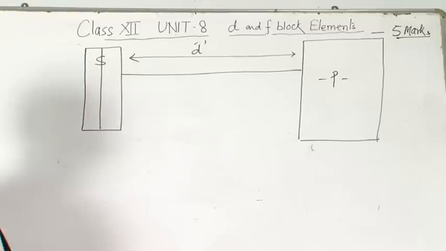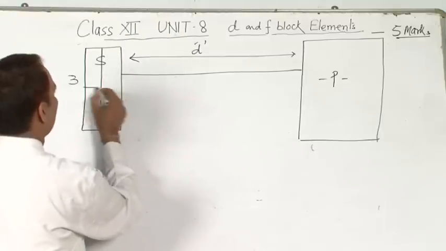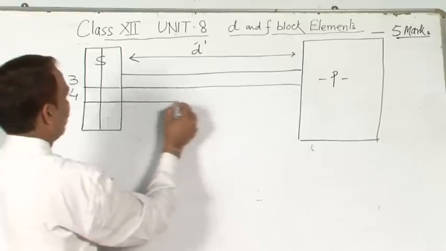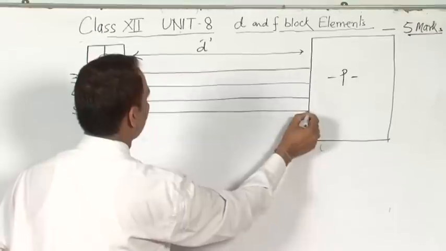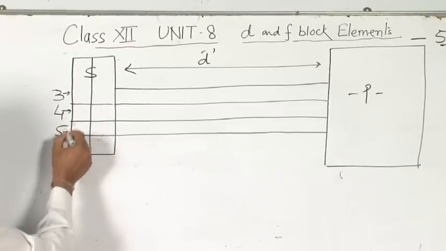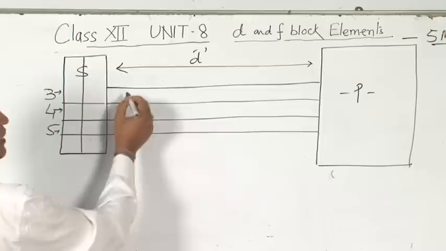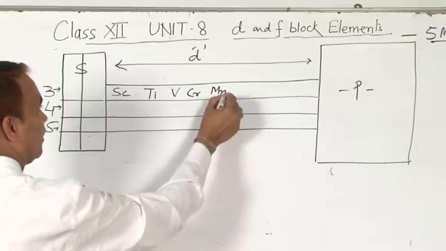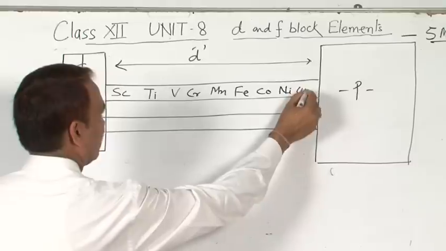There are 3 series in the D block elements, starting from the 3rd period, the 3D series, the 4th, that is the 4D series, and the 5th, that is the 5D series. So there are 3 series of the D block elements: 3D, 4D and 5D. The elements in the 3D series are scandium, titanium, vanadium, chromium, manganese, iron, cobalt, nickel, copper, zinc.